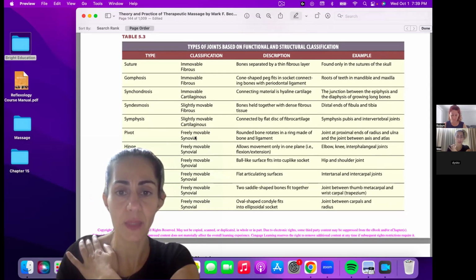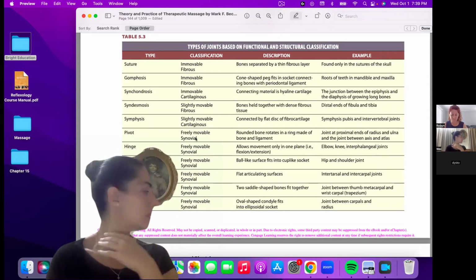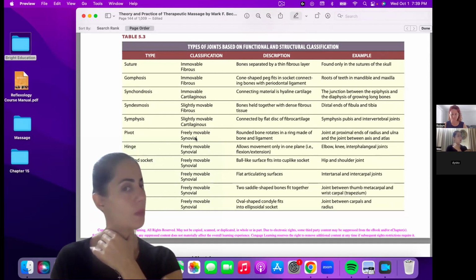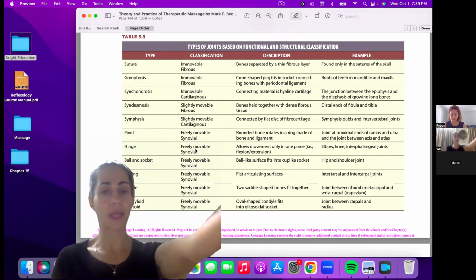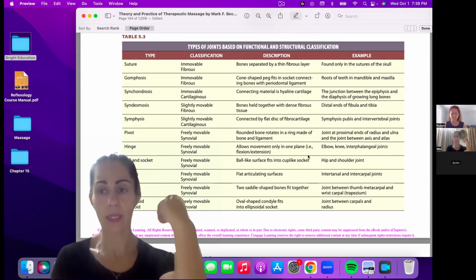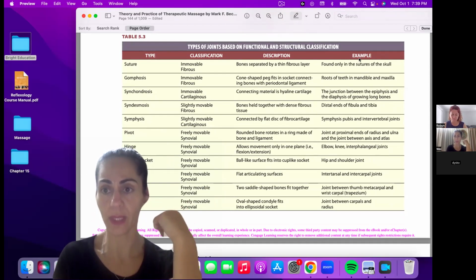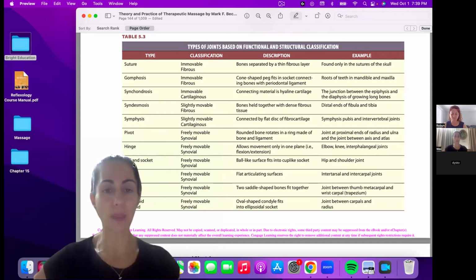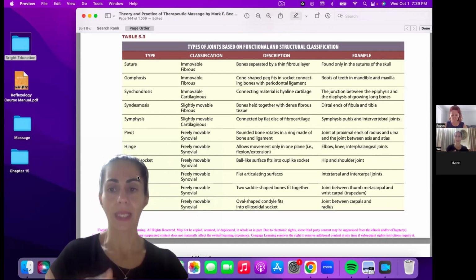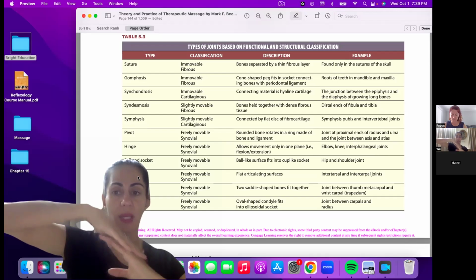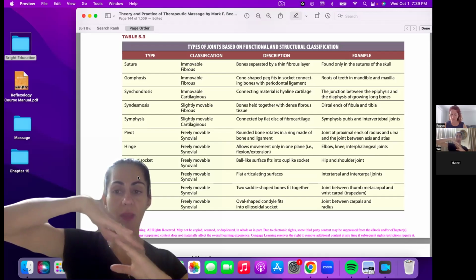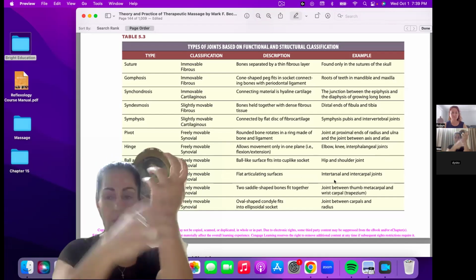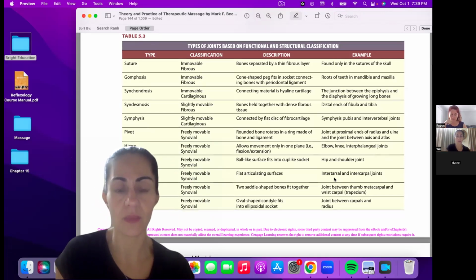So the pivot is a freely movable synovial joint, and the pivot, we can find that in C1, C2. The hinge, we find that in the elbow and the knee, and here's where you can find them. Okay, this is an example of where you can find them. Ball and socket in the shoulders and in the hips, they kind of go all the way around. Gliding, they're going to be the spinal process of the spine between the vertebrae. And you can find them in the wrists and the ankles.